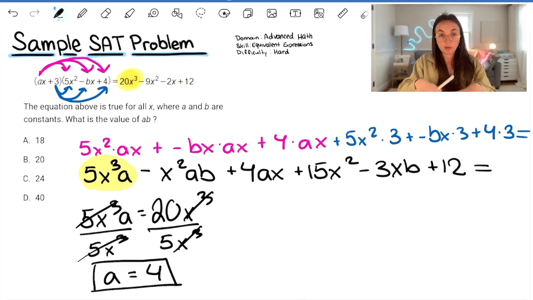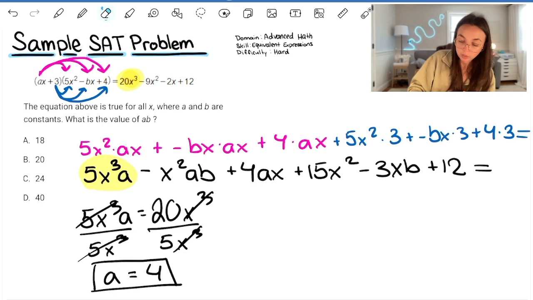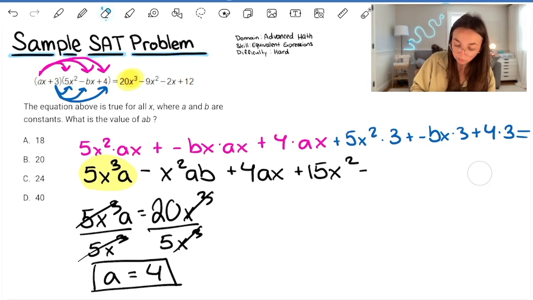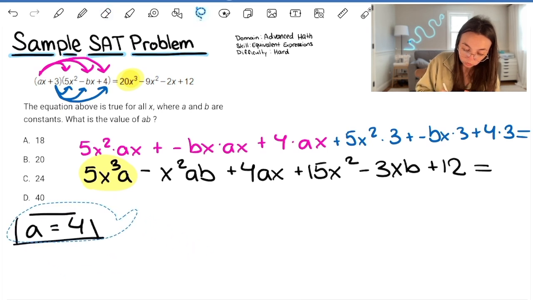Now pause the video here. I'm going to erase some stuff so I have some space. So if you need to write something down, pause it and write it down now. I'm going to erase all of this here and then just write down the a equals 4 so we can remember. Actually, I'm just going to erase this piece here. Okay, so a equals 4. We're putting that right over there.